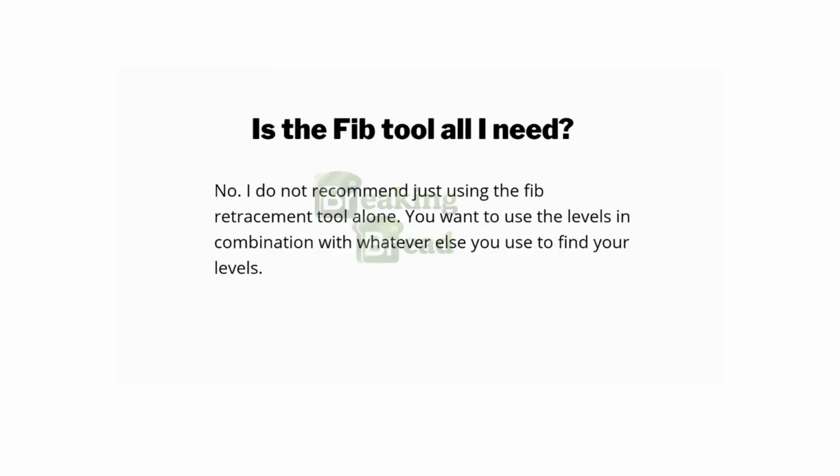So is the fib tool all I need? No, not at all. I do not recommend just using the fib retracement tool alone. You want to use levels in combination with whatever strategy you use to find your level. With me, I trade using a strat. So I would like to see any of my fib levels line up with an actionable signal and Broadening formation on my chart. If the 50% lines up with my Broadening formation, that's a high area of confluence that I want to keep an eye on to possibly find entry to take this play back into its original direction.